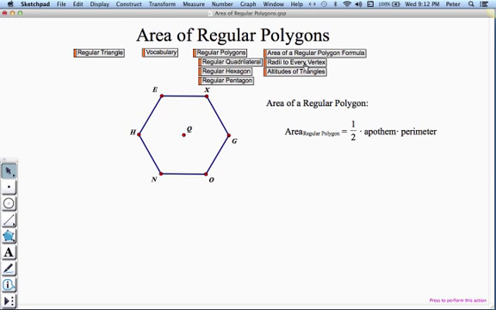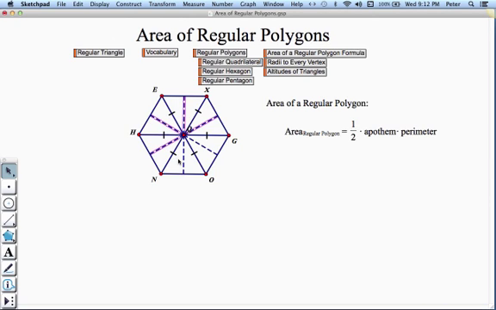Well, if I were to draw the radii to every vertex, you'd notice that this created some isosceles triangles. All of these radii are congruent, and so these would all be legs of isosceles triangles. And if I wanted to find the area of each of these isosceles triangles, I could drop an altitude. Now hopefully you recognize that these altitudes are the apothems.